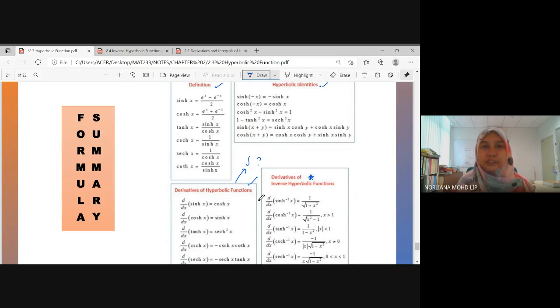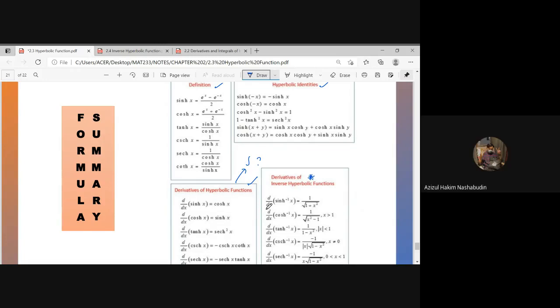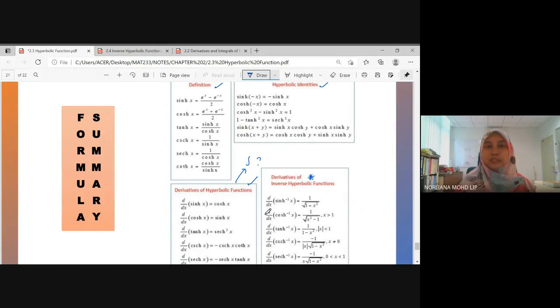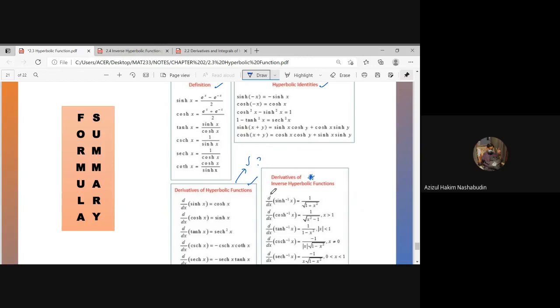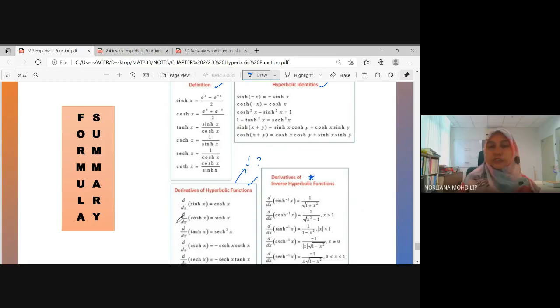5 tu integration kan? Dua. 2 kan? 5 ada ke? Belum lagi kan? 2. 5 belum. 2 yang triangle method kan? Tu awak dah boleh selesaikan. Yang tutorial 3 belum, 4 belum?